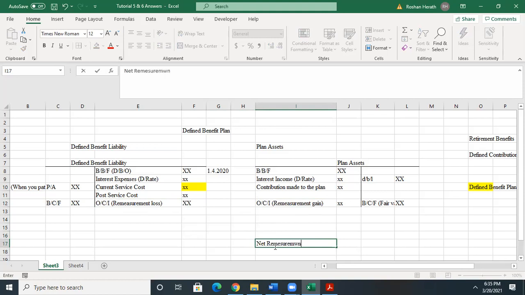The net remeasurement can be a gain or loss, right? Let me say a net remeasurement gain. That's what you take to the OCI.